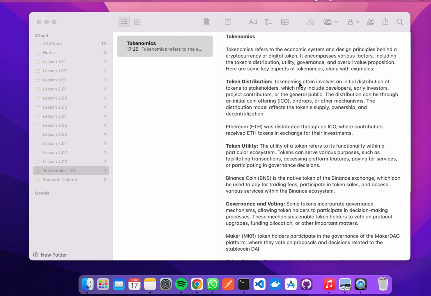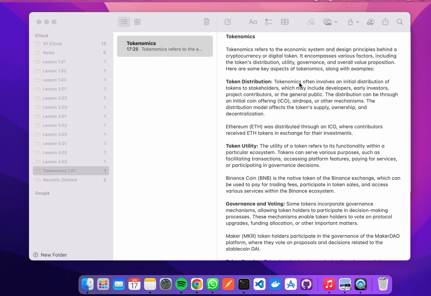And in this section, we are going to discuss the tokenomics of digital currencies. Tokenomics refers to the economic system and design principles behind a cryptocurrency or a digital token. It encompasses various factors, including the token distribution, utility, governance, and the overall value proposition. In this lesson, we are going to discuss key aspects of tokenomics along with some examples.